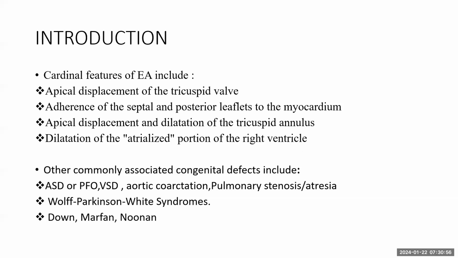We can also have other associated congenital defects like atrial septal defect, patent foramen ovale, ventricular septal defect, coarctation of the aorta, and pulmonary atresia. They can have syndromes like Wolff-Parkinson-White syndrome, very common in these patients. They can also be seen in patients that have Down syndrome, Marfan syndrome, and Noonan syndrome.